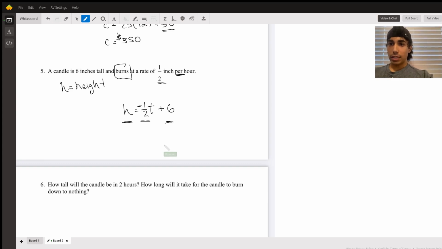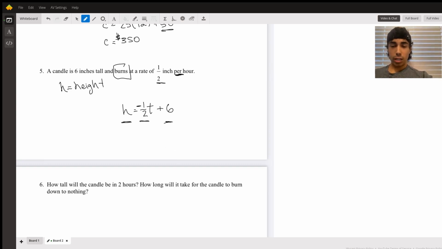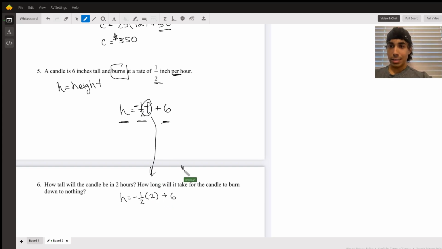All right. And then it says how long or how tall will it be in 2 hours? So I'm going to plug in 2 for time. So for T right here, I'm going to plug in 2, plus 6. Negative 1/2 times 2 is negative 1. And that is going to give me 5, and that is the height.